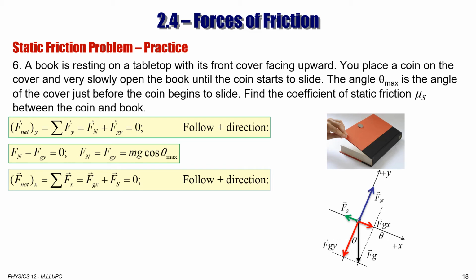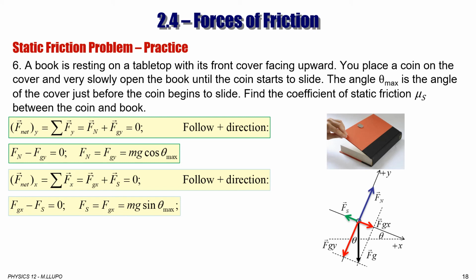Now we do the same thing for the x-axis. The sum of all forces is equal to 0, and we have two forces. With the positive direction, Fgx minus Fs is equal to 0. So Fs is equal to Fgx, and since Fgx is opposite to the angle, we use mg sine theta.